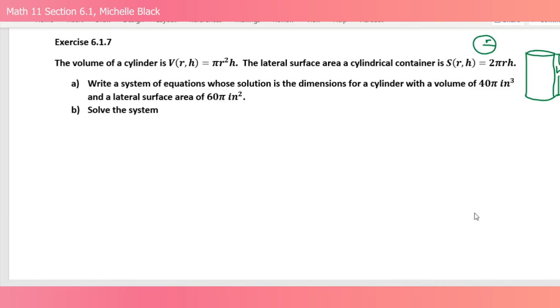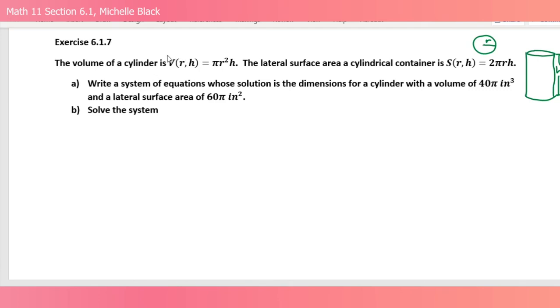We want to write a system of equations whose solution is the dimensions for a cylinder with a volume of 40 pi cubic inches and a lateral surface area of 60 pi square inches, and then solve the system.